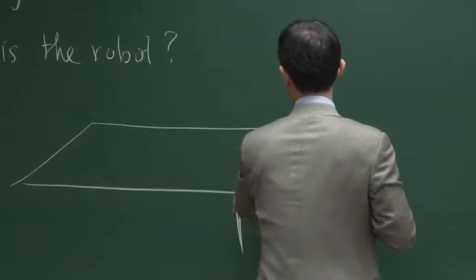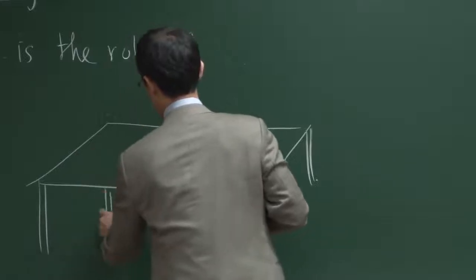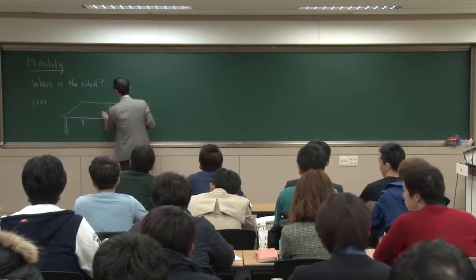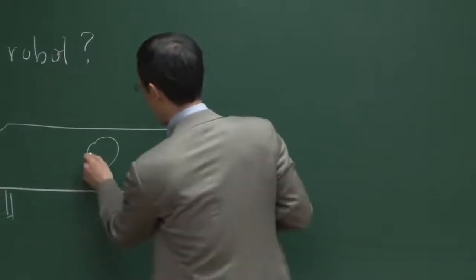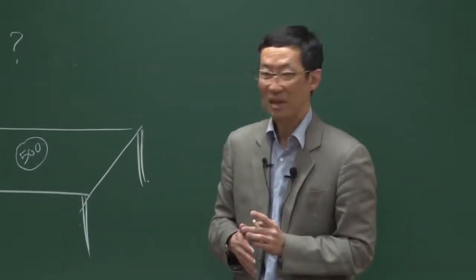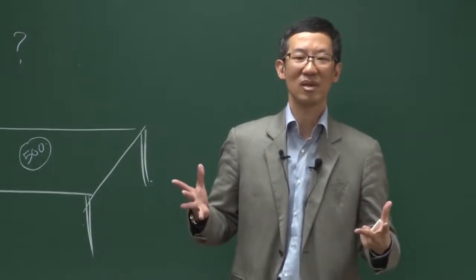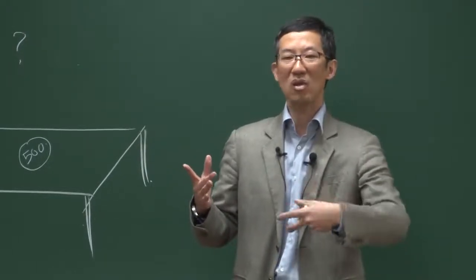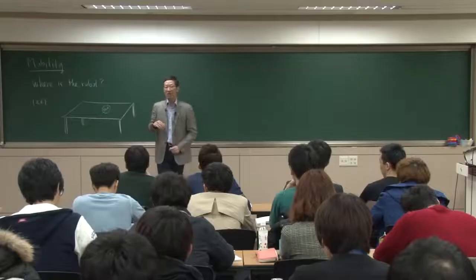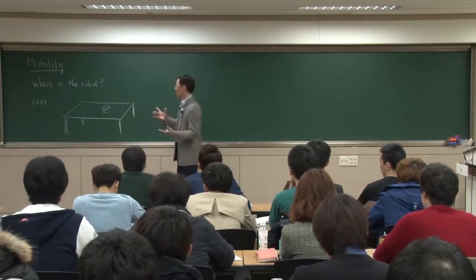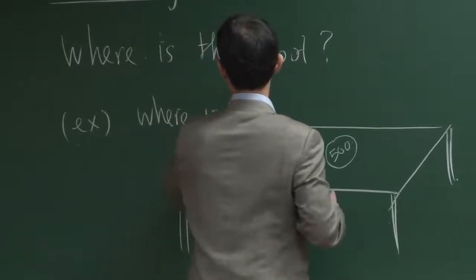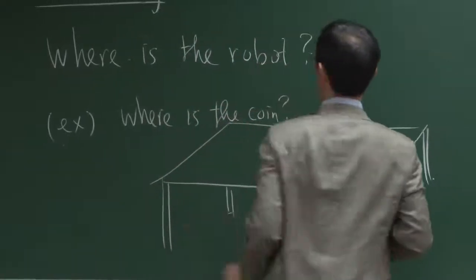I have a table here. And let me just put a coin on the table. We're going to pretend it's a 500 won coin. So let's ask a question. Where's the coin? In other words, can you give me a numerical description of the location of the coin? All right, so first thing you would do, right? Let's ask the question here. Where is the coin?